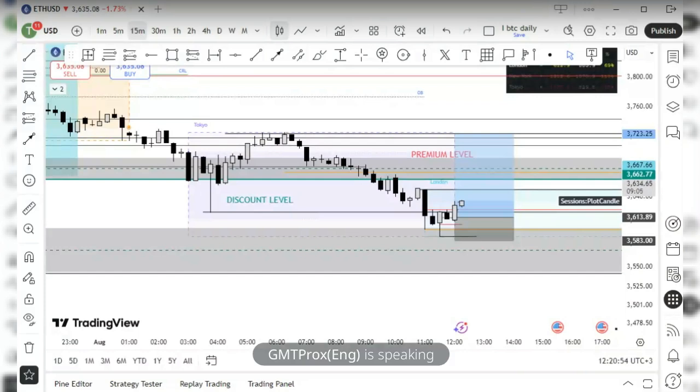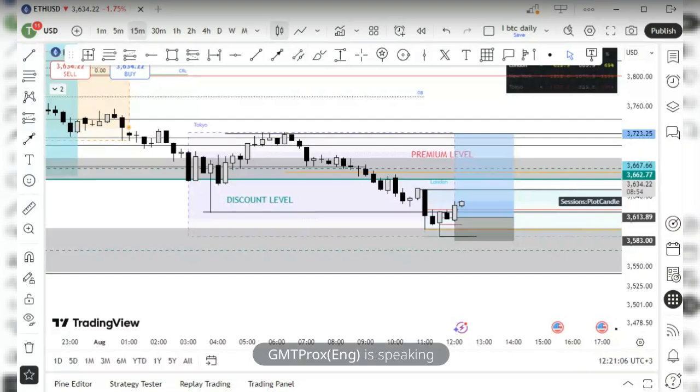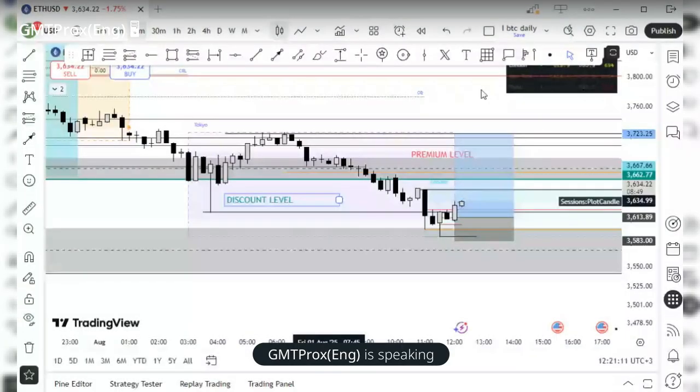Now, someone can say, with this, can we make losses? In trading, losses are inevitable, guys. That's why we said your first TP should be what? I said your first TP should be.